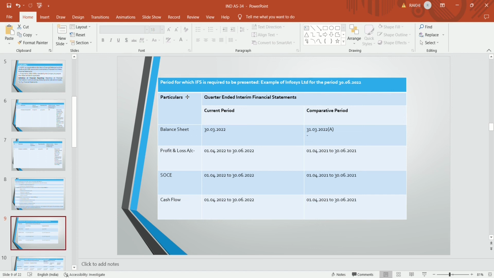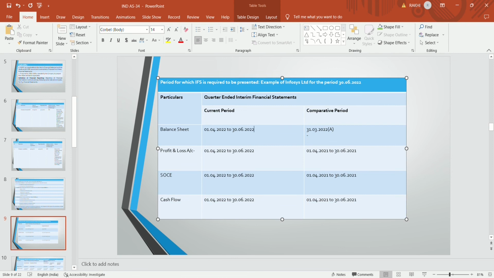They are presenting the balance sheet for the first 3 months, from 1st April to 30th June. They are preparing their balance sheet from 1st April 2022 to 30th June 2022 for the current year, and comparative periods are also required to be given. The comparative balance sheet will always be the last audited balance sheet, and that will be 31st March 2020.